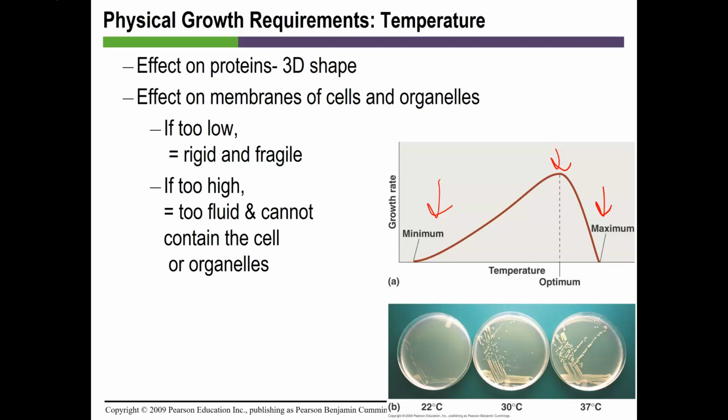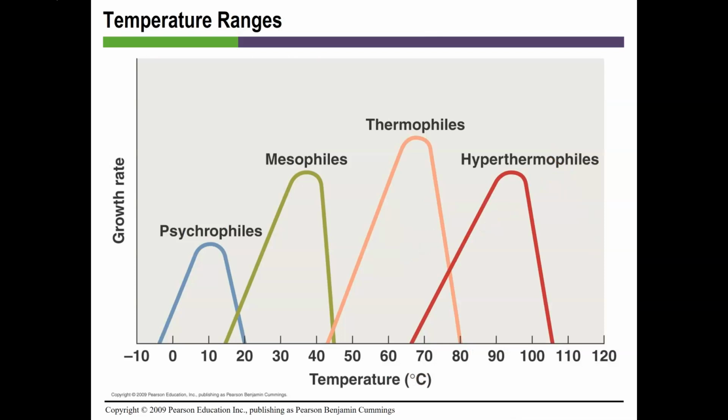Because there are different temperature ideals for different types of microorganisms, there are terms applied to these different temperature ranges. The phile part of the term means liking. So a hyperthermophile, shown in the red graph, likes it really hot. There are organisms that might exist in the boiling hot springs of Yellowstone or some other type of thermal vent in the ocean or hot spring.